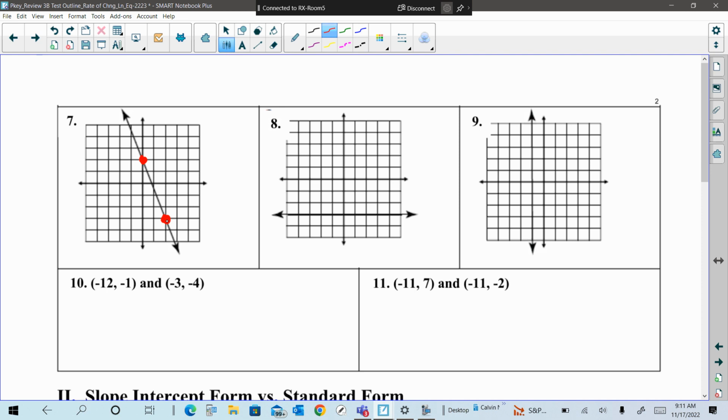Negative 5 over 2. Yeah, you should be counting down 1, 2, 3, 4, 5. So that's negative 5. And that's 2. I did it going up instead. Is that still fine? That's still fine, because when you go up, that's a positive 5, but it's still negative. And then there's still a negative 2. Yes. y equals negative 5 over 2 x plus 2. Yeah, that's the equation.